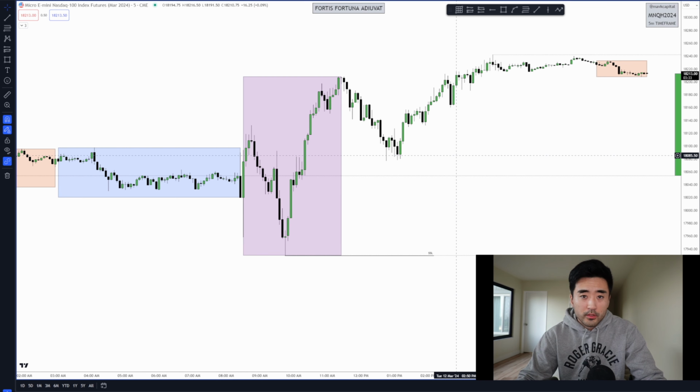So topic number 3 is understanding the relationship between time and price, and understanding when to trade and when not to trade, especially around news.